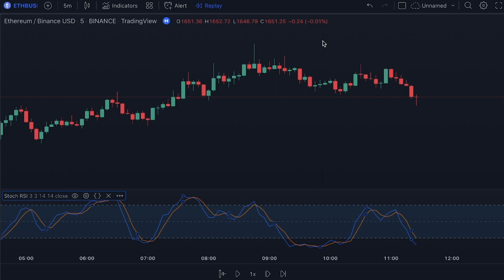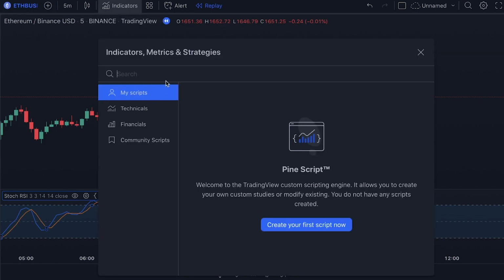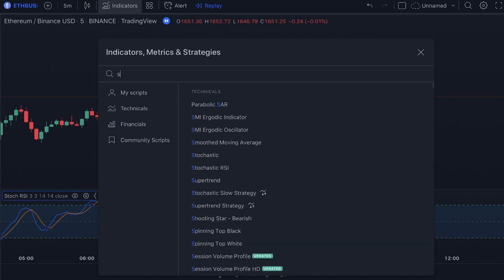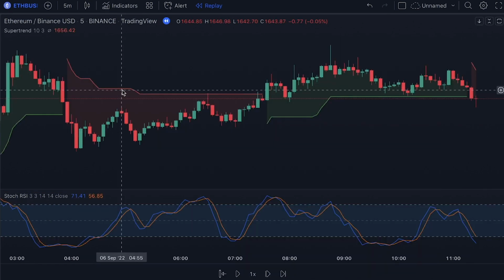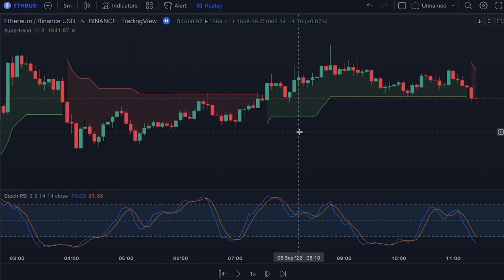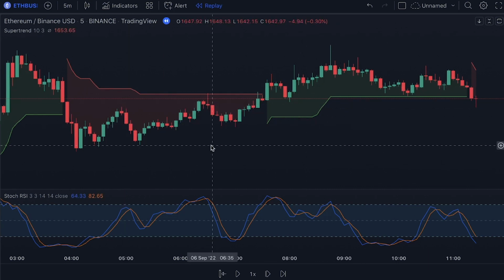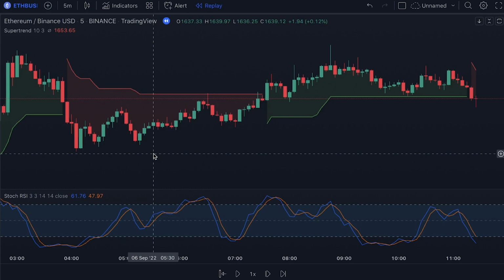Next indicator that we need to add is called super trend. It's one of the simplest indicators to detect trends. And to add that indicator, just go here to indicators once again, type in super trend and just select this indicator right here. And you will notice now that there are red areas and there are green areas that super trend marks for us. This will be extremely important later on.